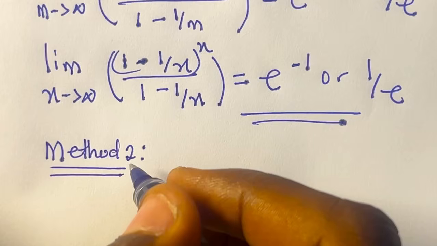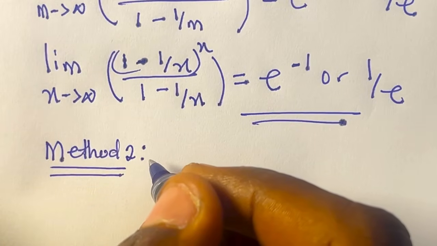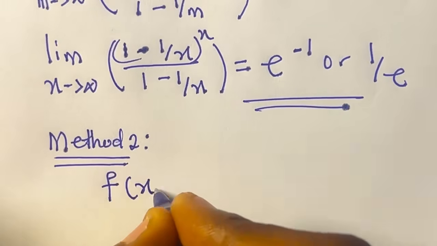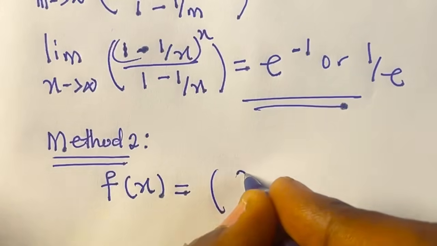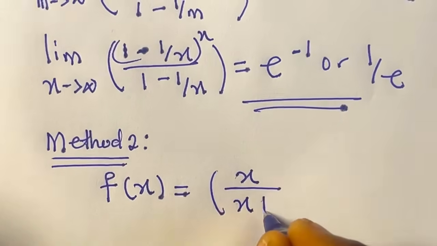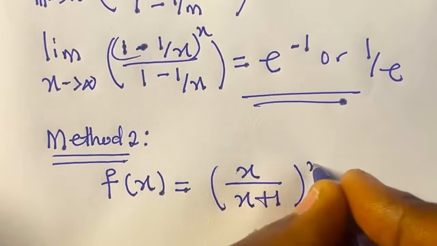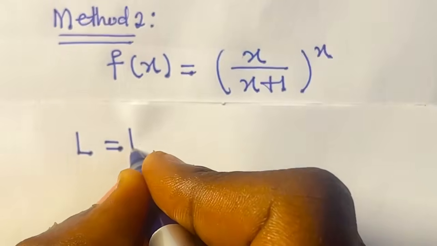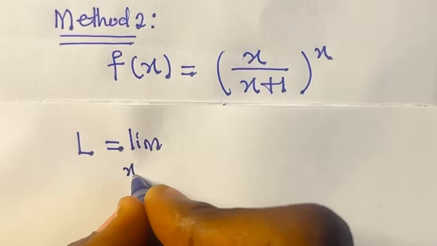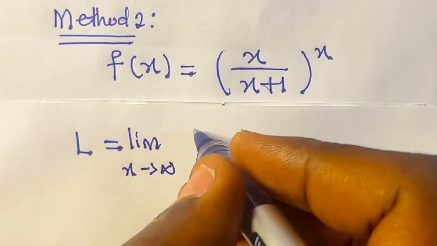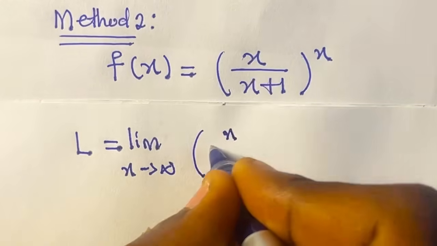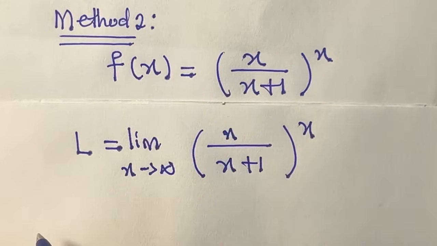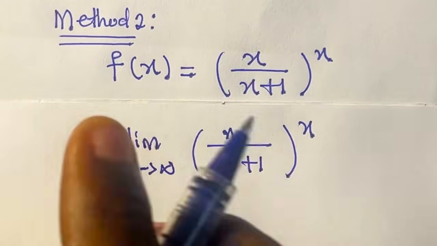So the second method, we will be introducing the logarithm and series expansion. So remember, what we have is f of x equals (x divided by x plus 1) raised to power x. All right. Here, let's have our capital letter L equals the limit as x tends to infinity of (x divided by x plus 1) raised to power x. So here we have to introduce ln to both sides.